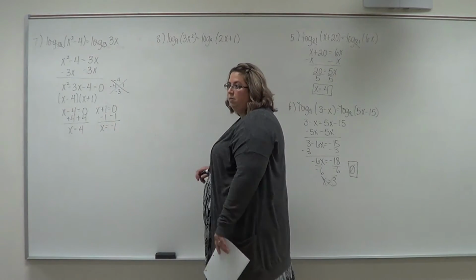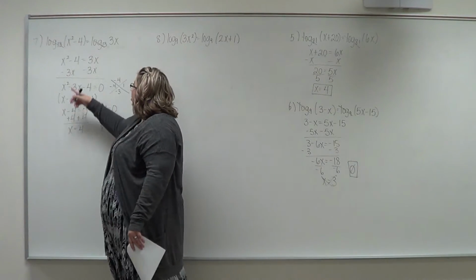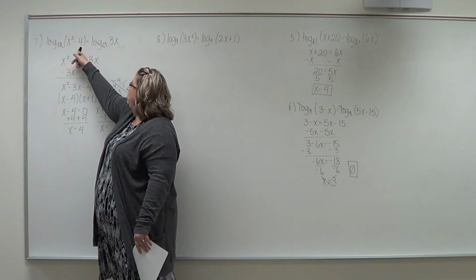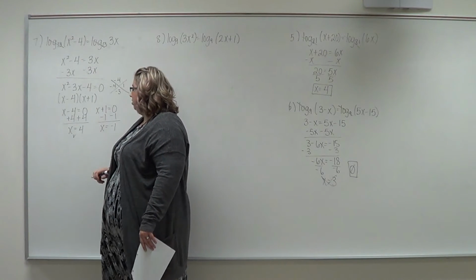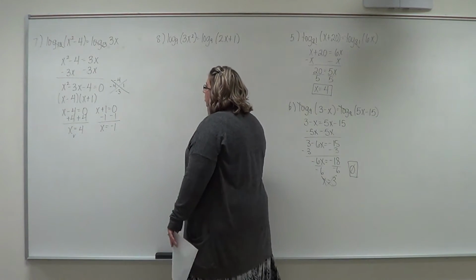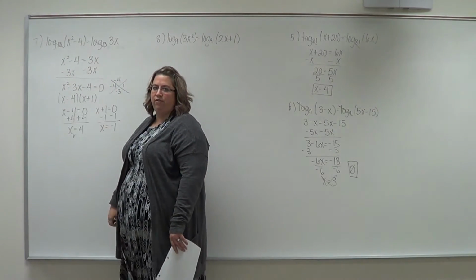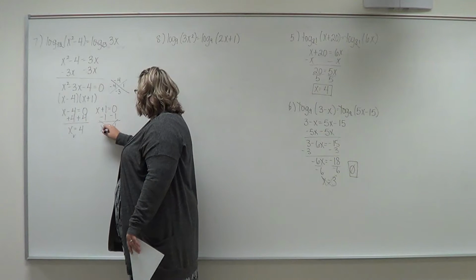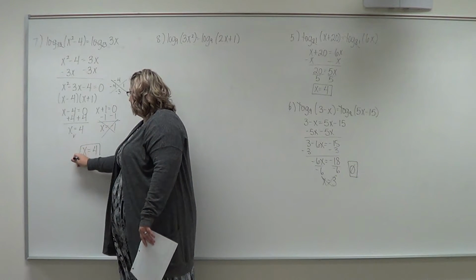Okay, I need to check to make sure they don't make it a negative number or 0. Can't be 0. So I plug in 4. I get 16 minus 4. It's 12. That's okay. Over here I get 12, so this one works. I plug in negative 1. Negative 1 squared is 1 minus 4. That's negative 3. It's not a positive number, so that means my only answer is x equals 4.